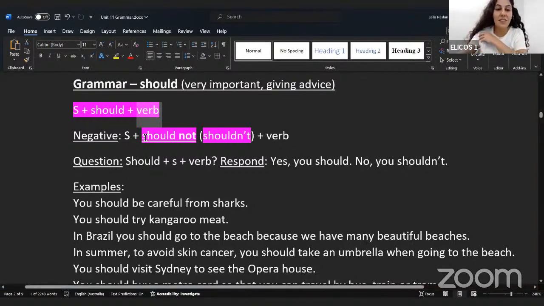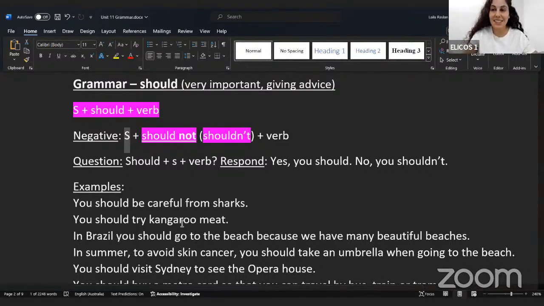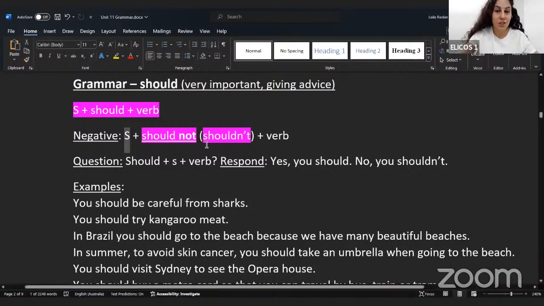Okay, to make the negative, as I said, you say should not, or you can connect that and it's shouldn't. And it's the same for all the subjects. I shouldn't, he shouldn't, she shouldn't, we shouldn't, they shouldn't, you shouldn't. And you have the main verb. And again, there's no ing, there's no ed. It's just the verb as it is. Study, speak, exercise, listen, read, write, whatever the main verb is.